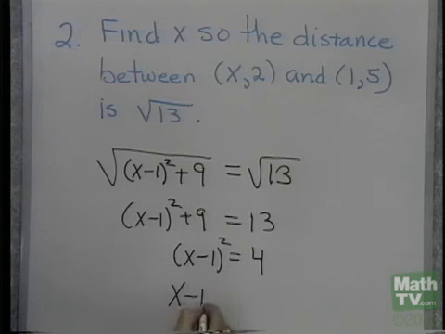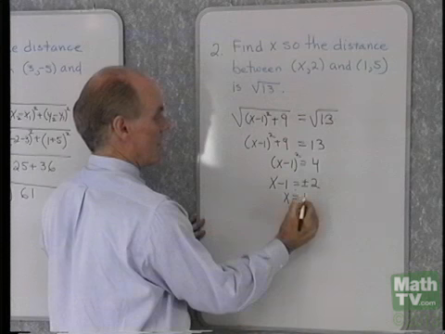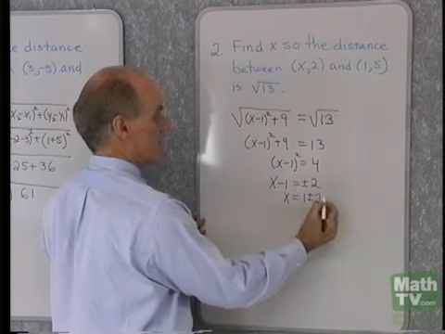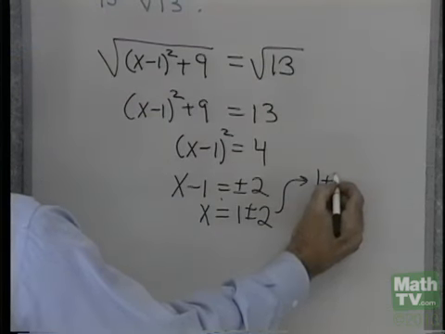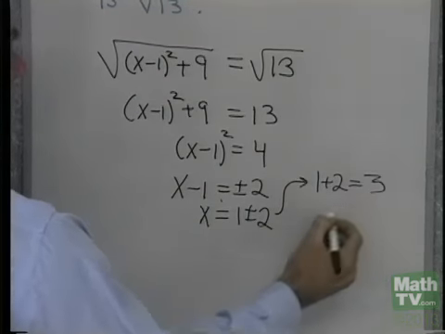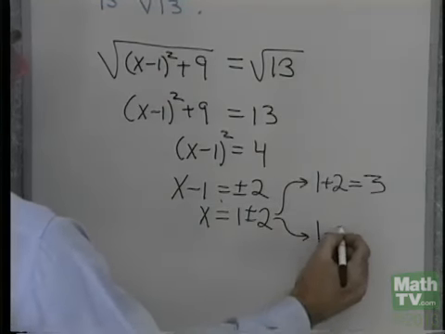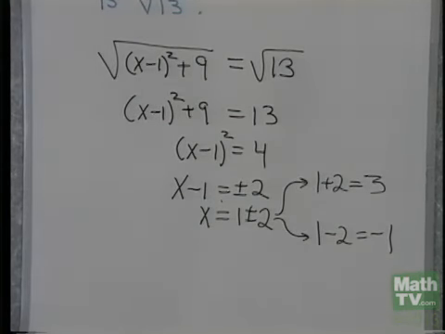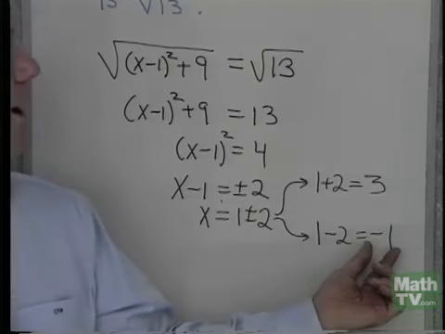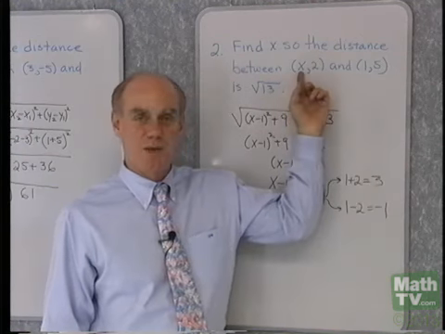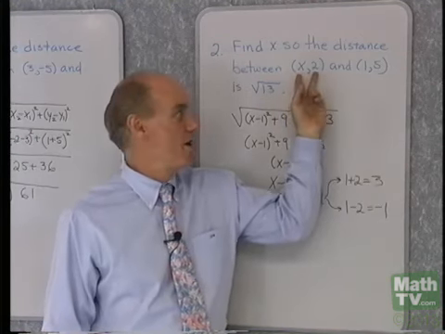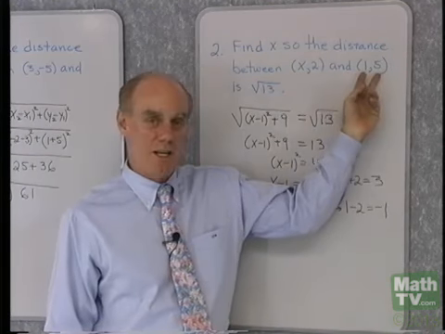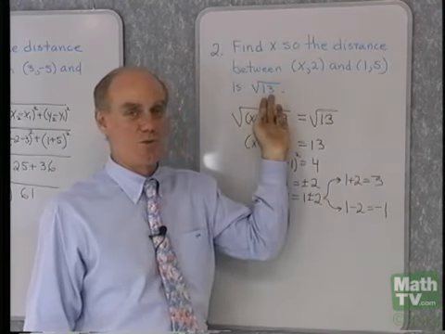That means that x minus 1 is plus or minus 2. So x will be equal to 1 plus or minus 2. So I get 1 plus 2, which is 3, and then I also get 1 minus 2, which is negative 1. So I end up with 3 or negative 1 as the two values of x that I can put in here and have a point so that the distance between it and (1, 5) comes out to be square root 13.